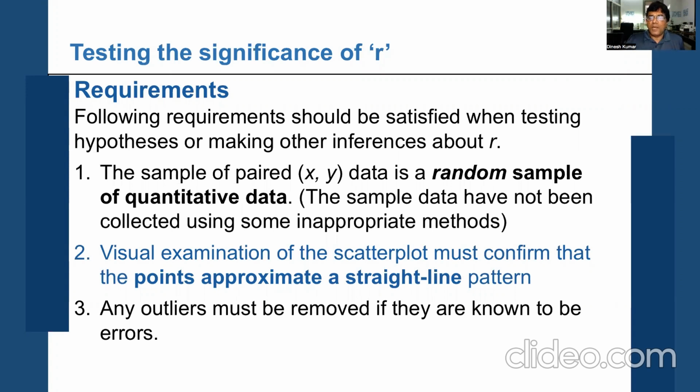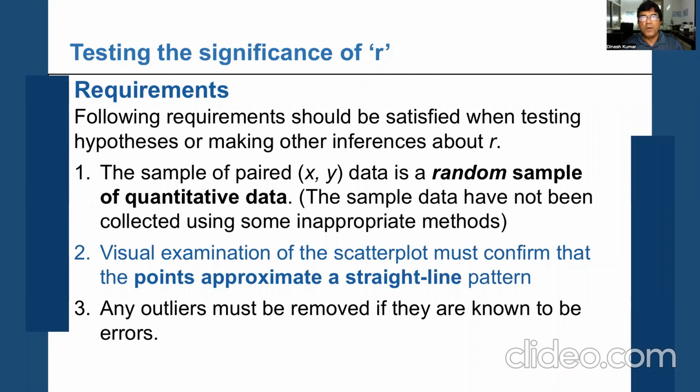Visual examination of the scatter plots must confirm that the points approximate a straight line pattern. You should make a scatter plot or diagram and see the trend. The trend should look linear, whether positive or negative, but it should show a linear kind of trend. Any outliers must be removed if they are known to be errors. Sometimes there can be some unexpected data of the dependent variable. Then those should be removed.